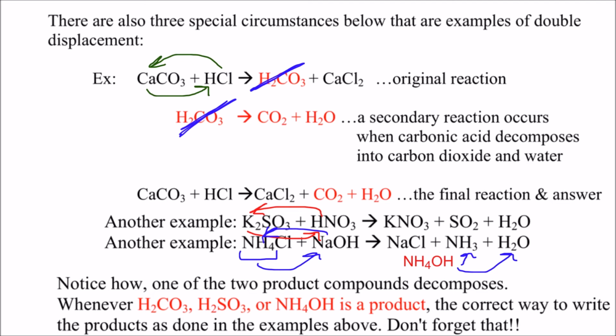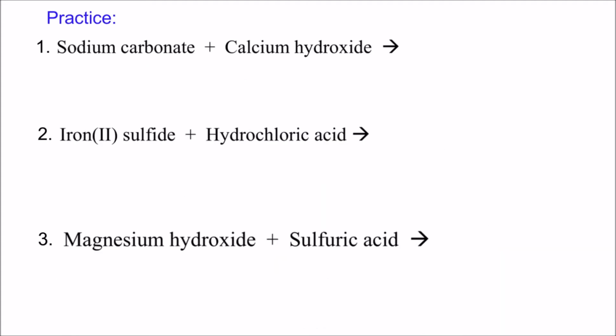So please remember that if you have any of these special circumstances happening here, you're going to form these products here in a secondary reaction. So I don't want you writing carbonic acid, I don't want you writing sulfurous acid, and I don't want you writing ammonium hydroxide. I want you to predict the final products.